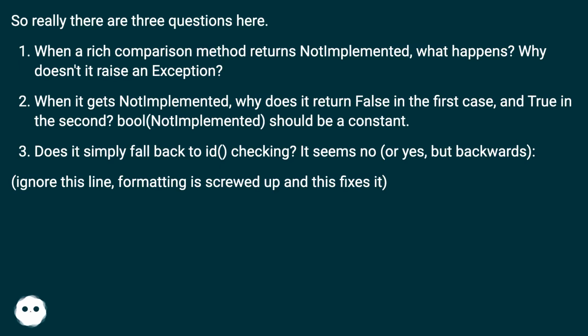bool(NotImplemented) should be a constant. Does it simply fall back to ID checking? It seems no, or yes, but backwards.